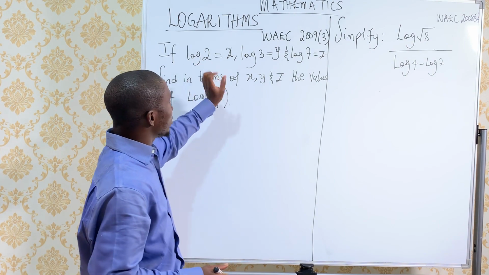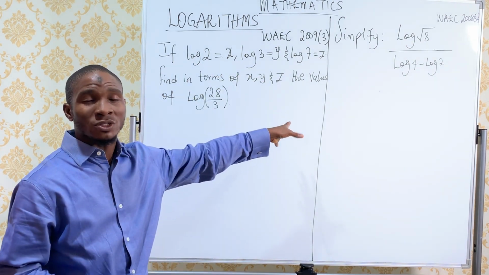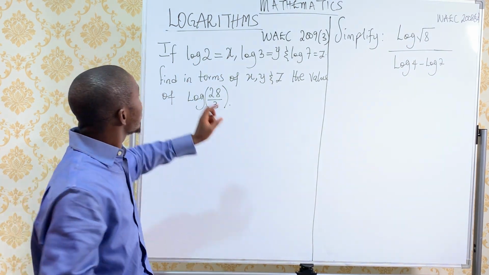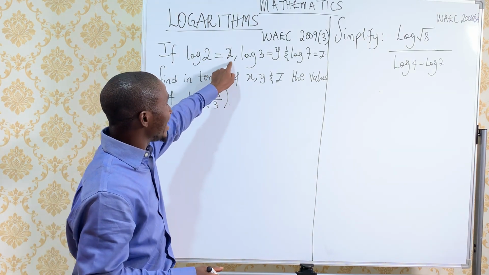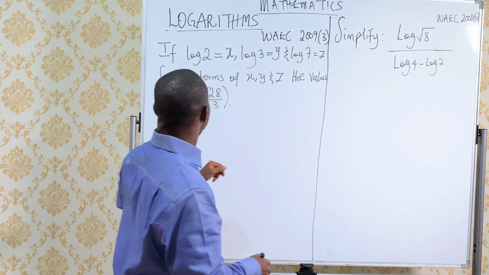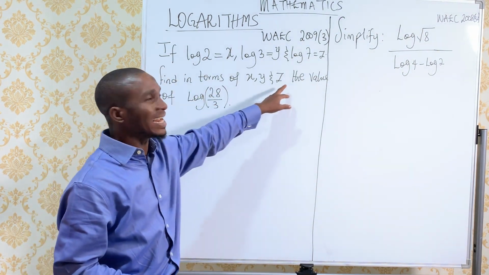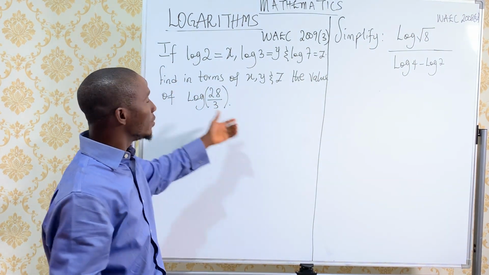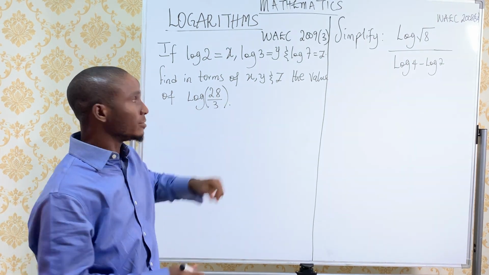Now, we have this question. This is actually from 2009, question number 3. If log 2 is equal to x, log 3 is equal to y, and log 7 is given as z, find in terms of x, y, and z the value of log 28 divided by 3.